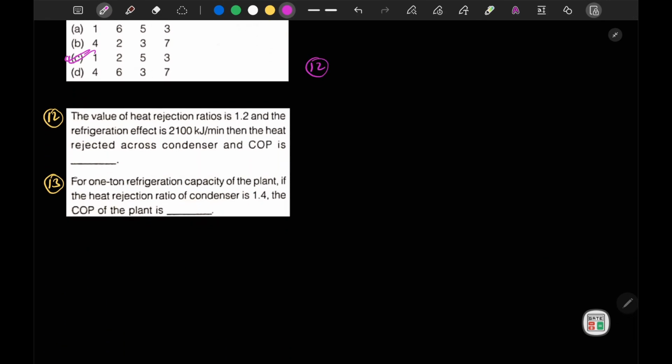The value of heat rejection ratio is 1.2. Heat rejection ratio is equal to 1.2, and we have studied that heat rejection ratio is given by 1 upon 1 plus COP. Now the refrigeration effect is given as this, and the heat rejected across the condenser and COP. It is the heat rejected in the condenser divided by the refrigeration effect. Now it is mentioned that the refrigeration effect is given, so we have to calculate the heat rejected across the condenser, QC, and COP.